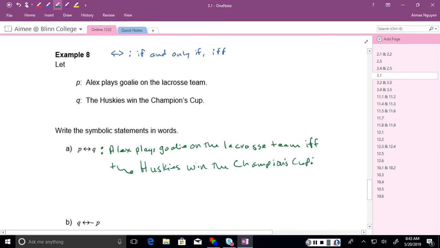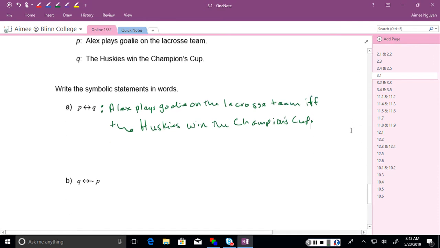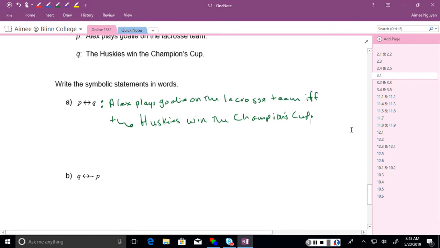In part B, now we're going to switch the order. We're going to do Q first, and then if and only if, not P, right? So we're going to start with the Huskies winning the Champions Cup, and then we'll do our if and only if, and this time it's not the case, right? So Alex does not play goalie on the lacrosse team.